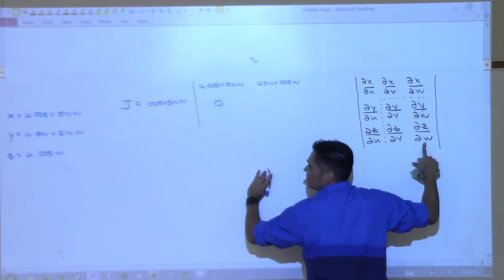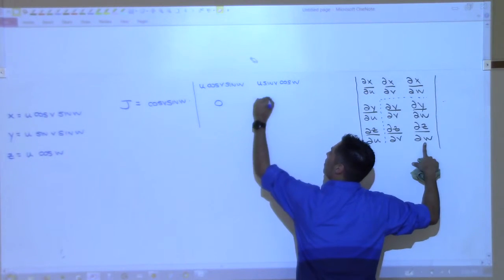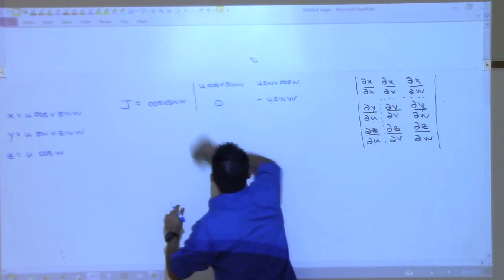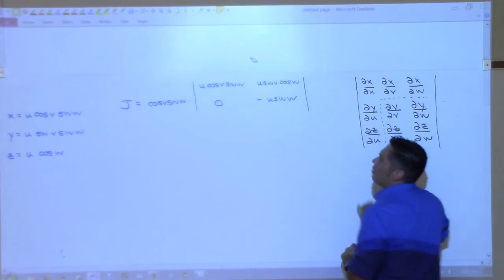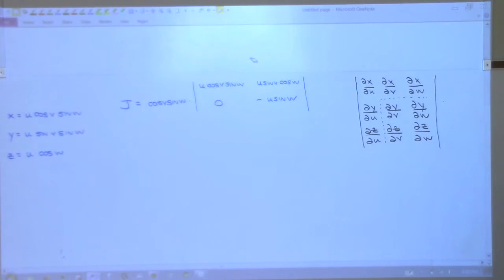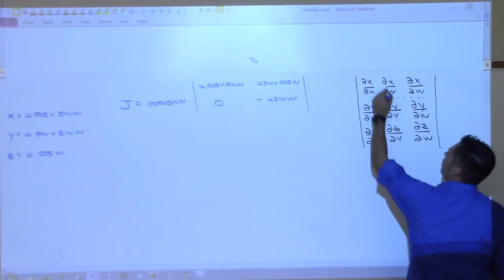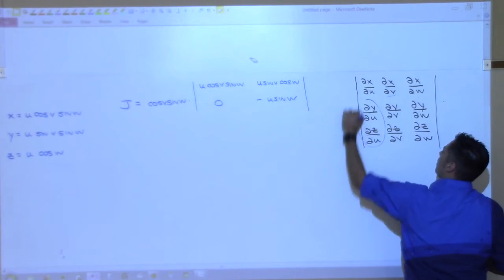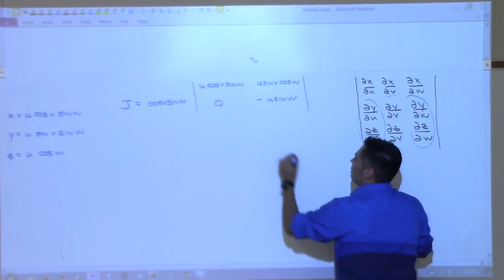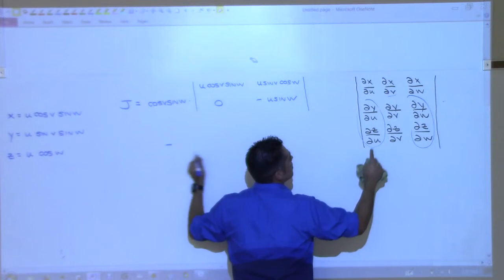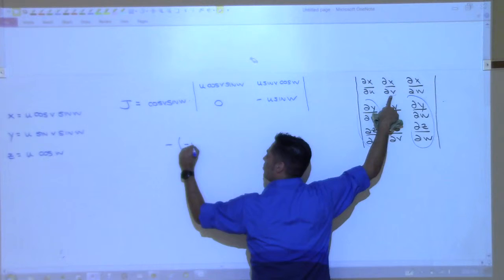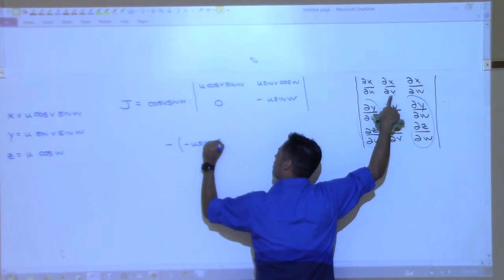Partial of z with respect to w: negative u sine w. Okay, that part, right? Now what? Minus, we're moving on to this now. So minus, and we're going to be looking at these two pieces. Minus partial of x with respect to v: negative u sine v sine w.